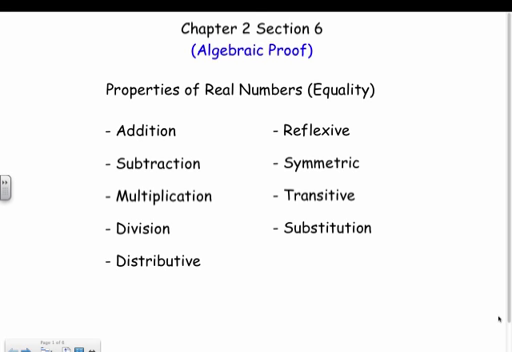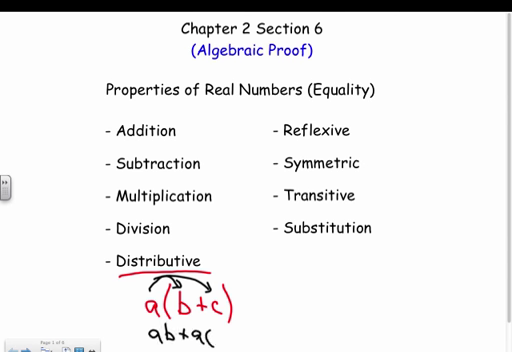Hopefully we all remember our distributive property, which I'm sure we do. If I have something like that, I just have to take the term on the outside of the parentheses and distribute it to each of the terms on the inside. So A times B and A times C. So that would be our distributive property.